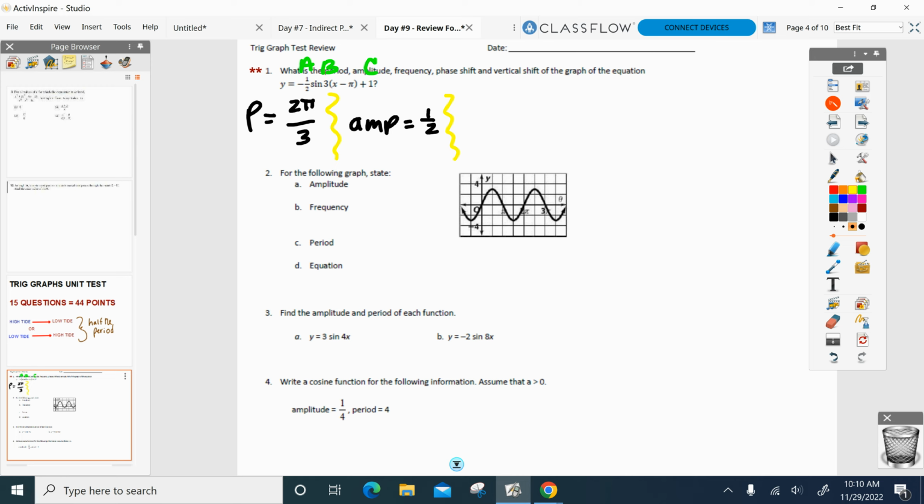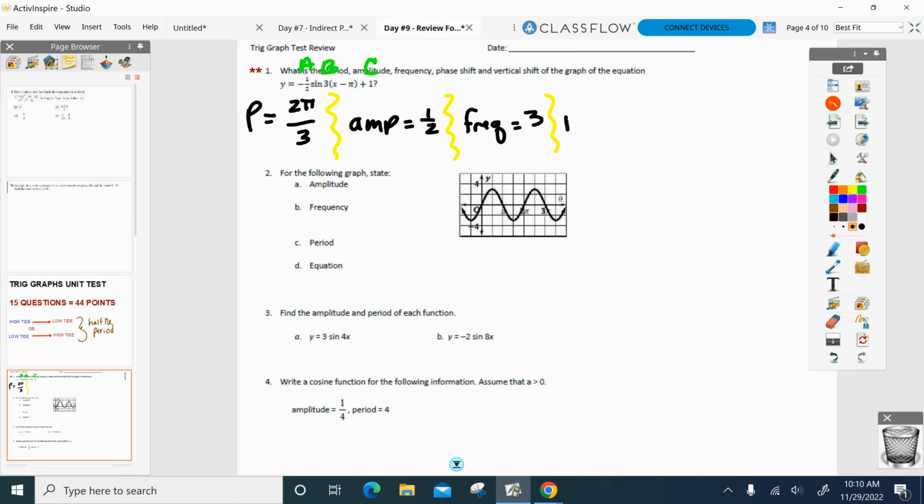What's next? Frequency. That's another name for what value? B. Yes, B and frequency go together, and we already said that was 3. Frequency is your B value. What's up next? All right, now let's slow it down.